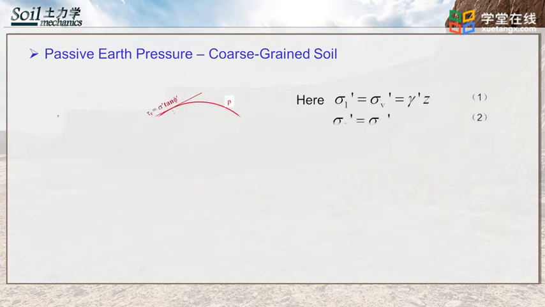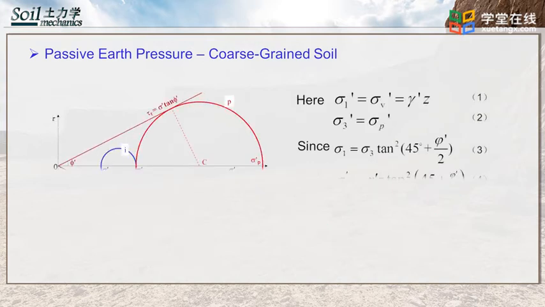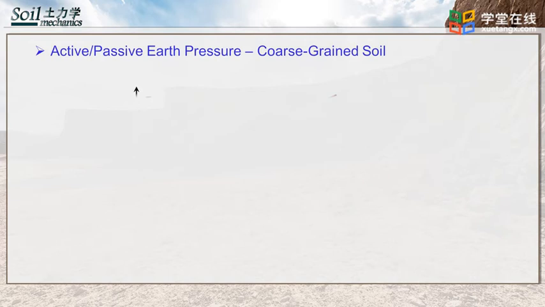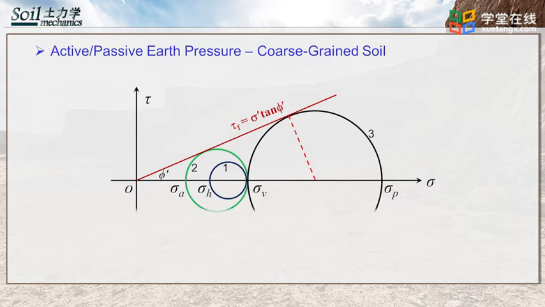Similar to the equation for calculating active earth pressure, the equation for calculating passive earth pressure can be obtained according to the Mohr circle. After assuming Kp, the simplified equation is obtained, as shown in equation 6. The angle between the failure planes or slip planes and the horizontal planes is 45 degrees minus half of the effective friction angle. This figure illustrates the stress changes of the active earth pressure and passive earth pressure.